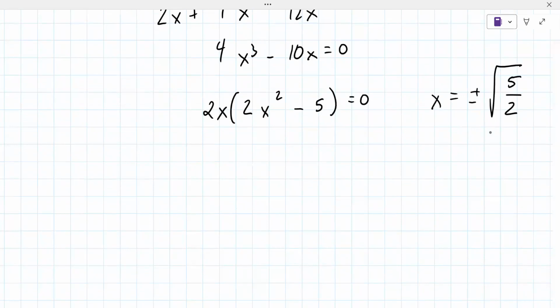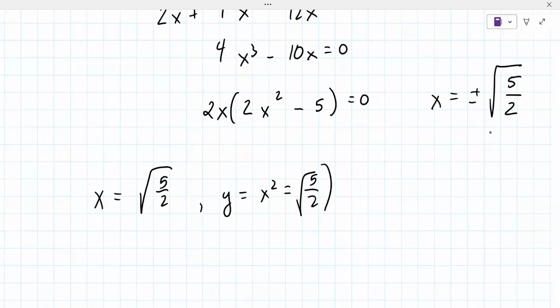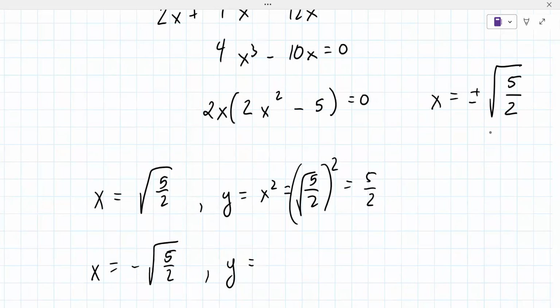And usually they want both the x and the y. So you would say, okay, if x is square root of 5 over 2 and y equals x squared, it becomes 5 over 2 because it's square root 5 over 2 squared, which is 5 over 2. When x is minus square root 5 over 2, y equals minus square root of 5 over 2 squared, which is 5 over 2.